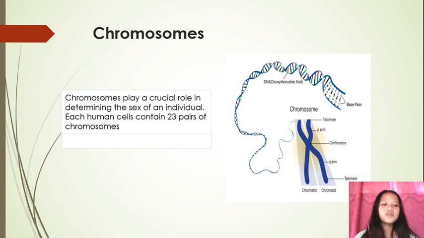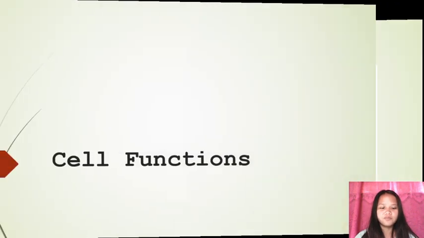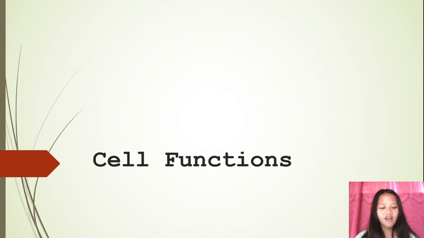Chromosomes. Chromosomes play a crucial role in determining the sex of an individual. Each human cell contains 23 pairs of chromosomes. And then we have the functions of the cell. A cell performs these major functions essential for the growth and development of an organism.